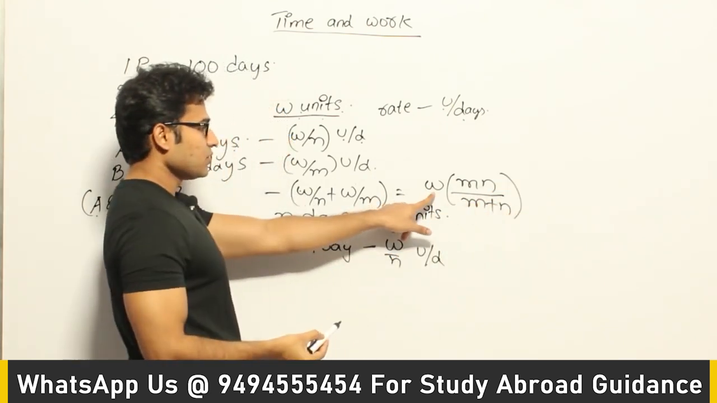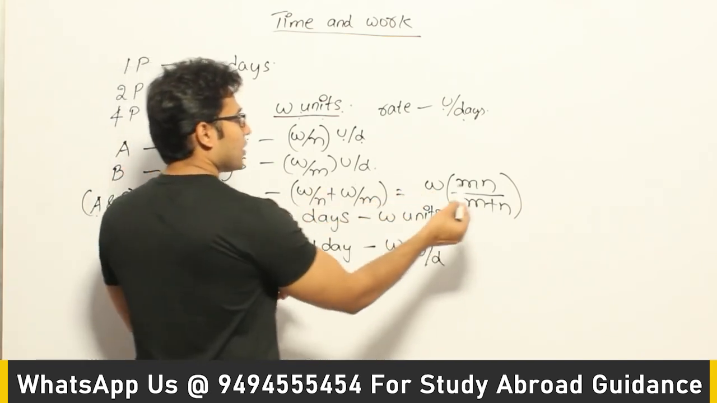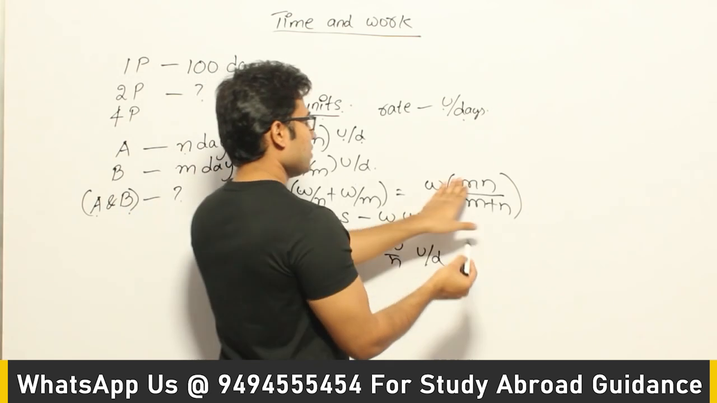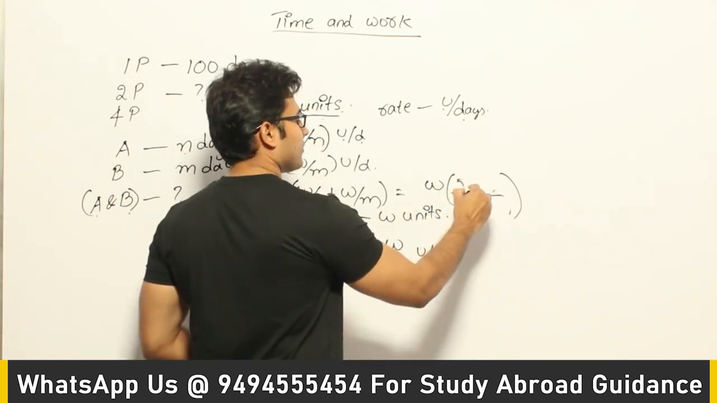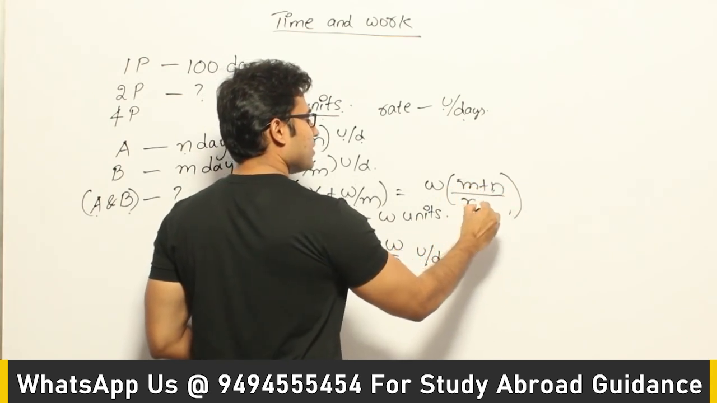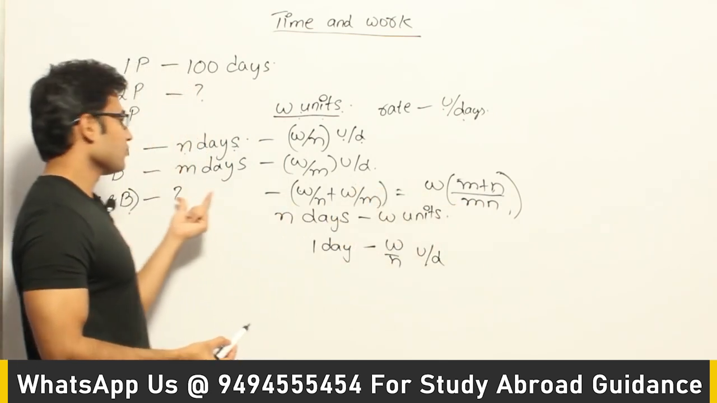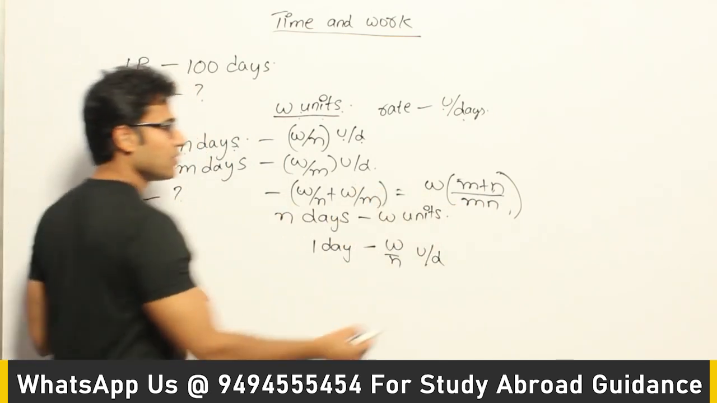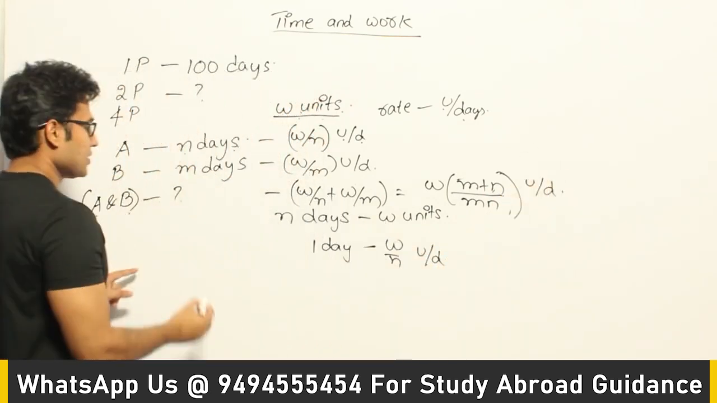So what is this number? This is the number of units they can finish per day, which is W into (m plus n) by mn, right? Yeah, m plus n by mn. So this is the amount of work both of them can finish in one day if they are working together. This is the units per day, right? Now understand this.